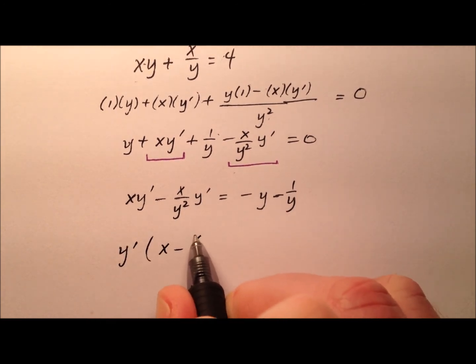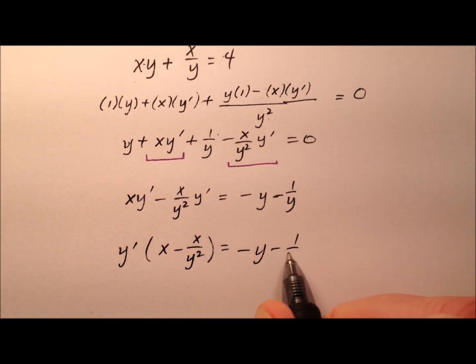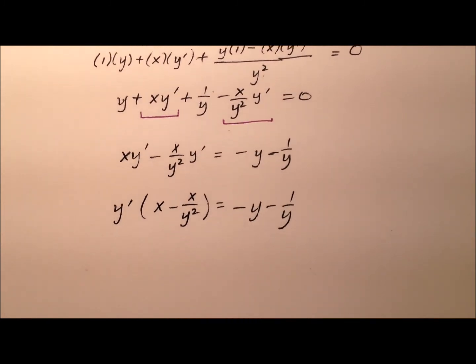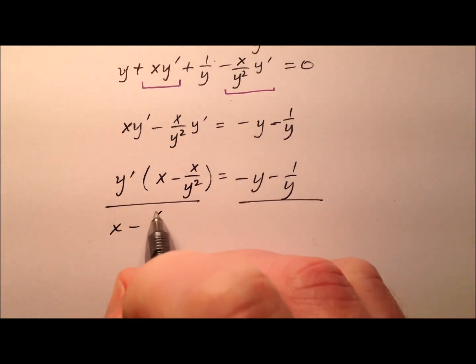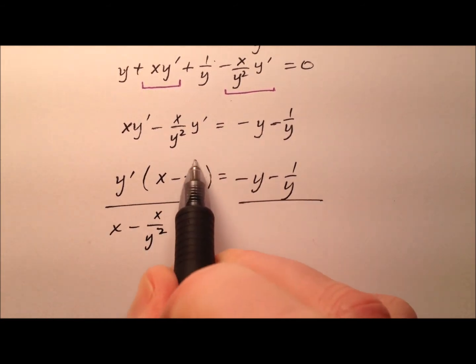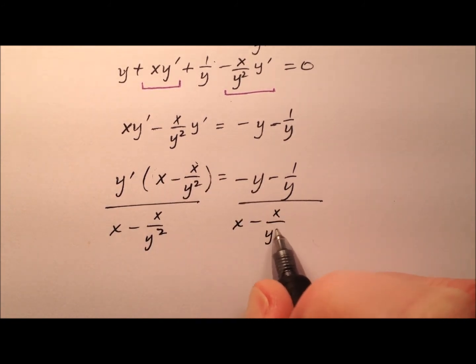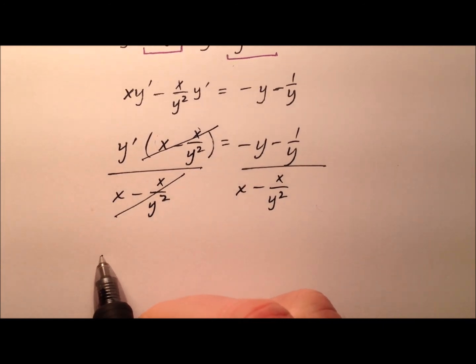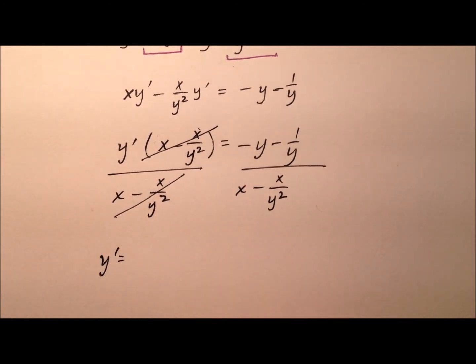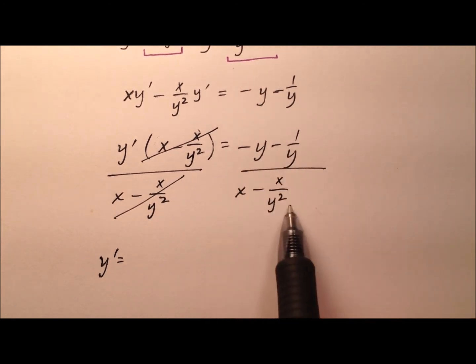So I'll have x minus x over y squared, and again it equals this right side, negative y minus 1 over y. And finally, let's go ahead and divide by those leftovers after we factored out that y prime. So x minus x over y squared. So those cancel. Y prime is all by itself now. And we have a complex fraction here that's starting to emerge.